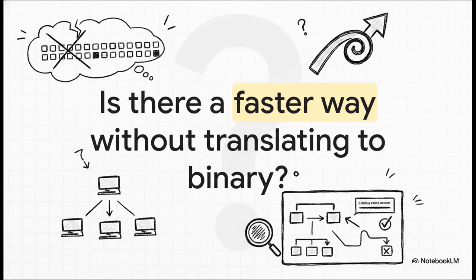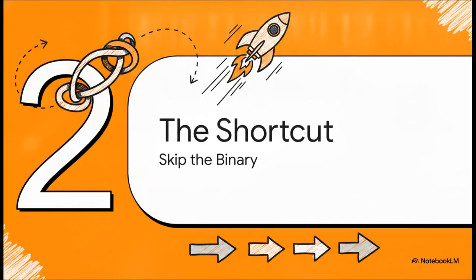And it's incredibly prone to human error too. Which naturally brings us to a very important question. Is there a faster way to subnet without translating everything into binary? The answer to that is a resounding yes. Let's move right into section 2, the subnetting shortcut.